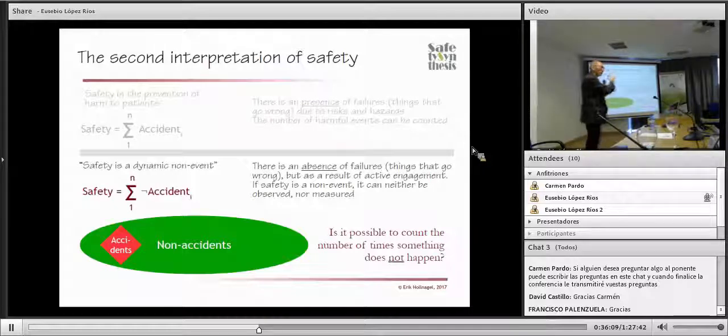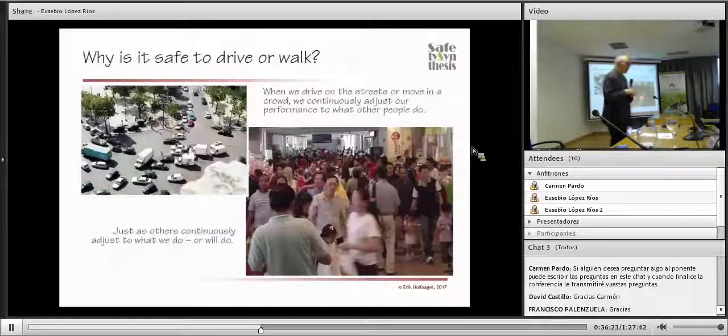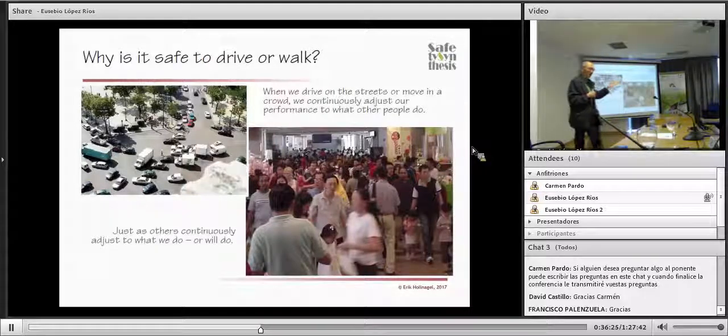So it's a very nice idea, and I like it very much, but it has a practical problem. You cannot define a measurement of it, and we need to measure. We need to measure in order to manage. So, but the question it asks is this: why doesn't anything happen?